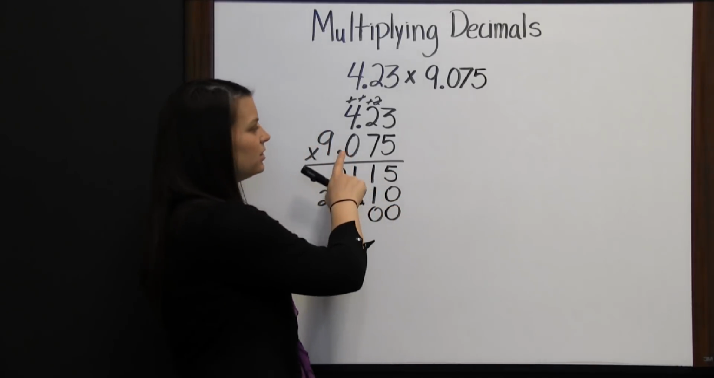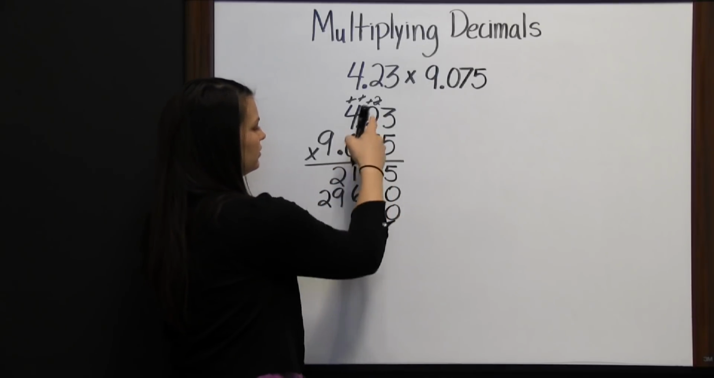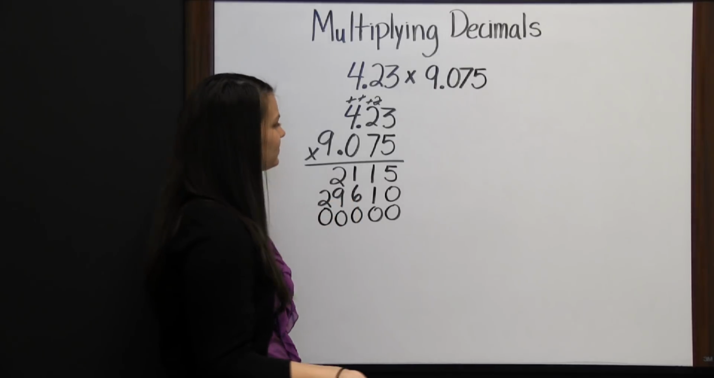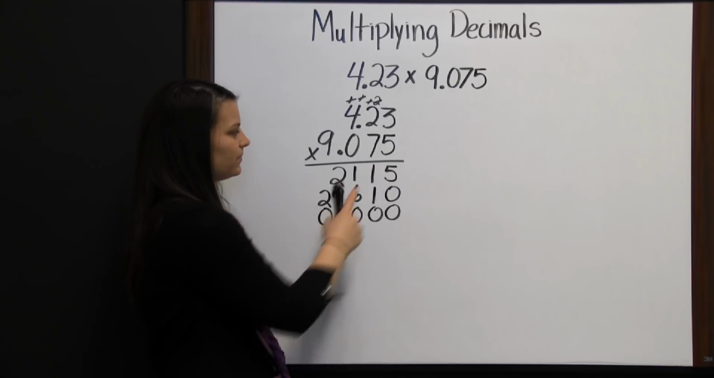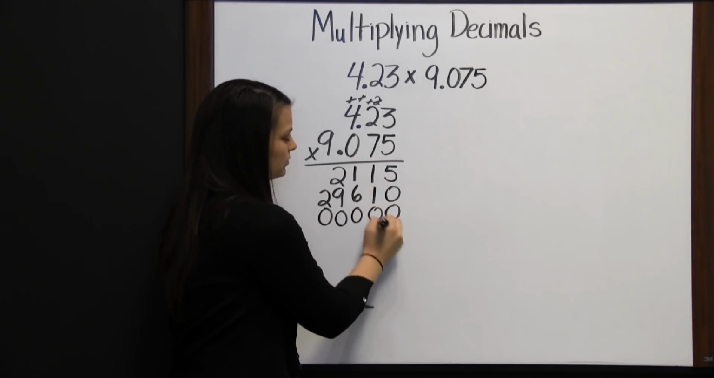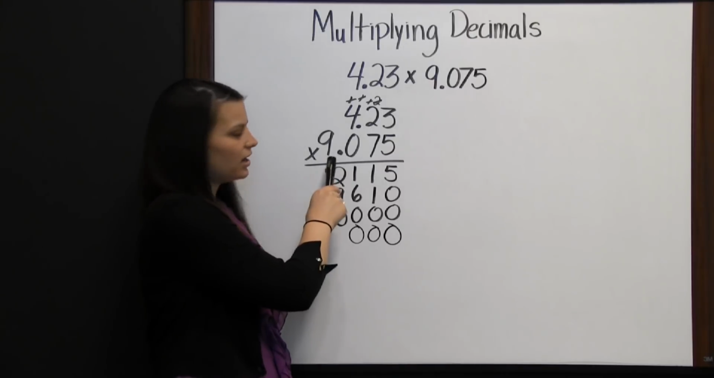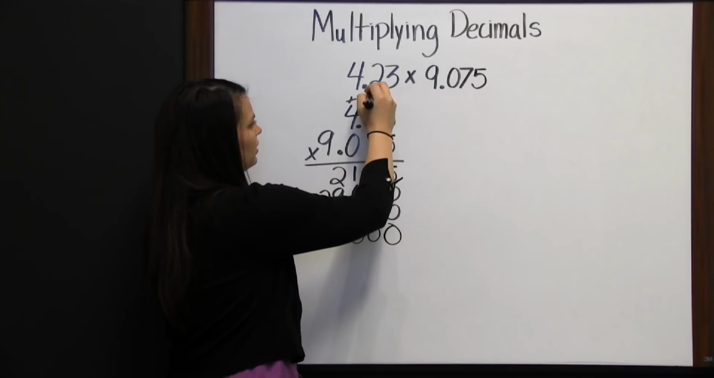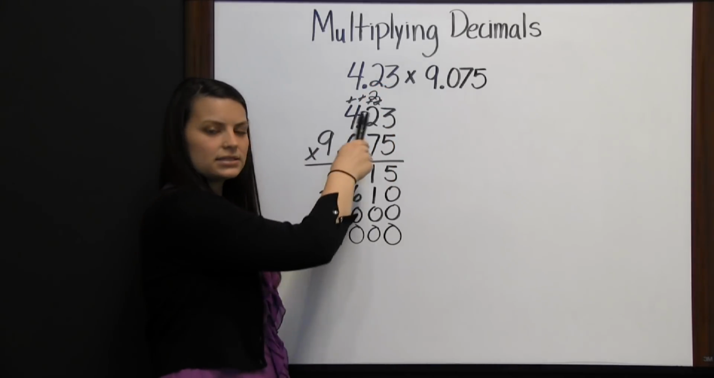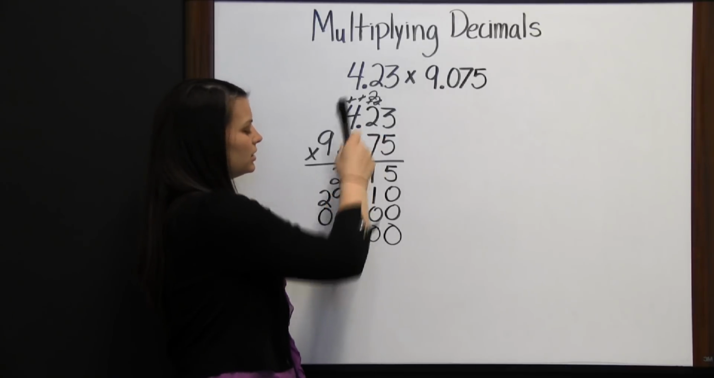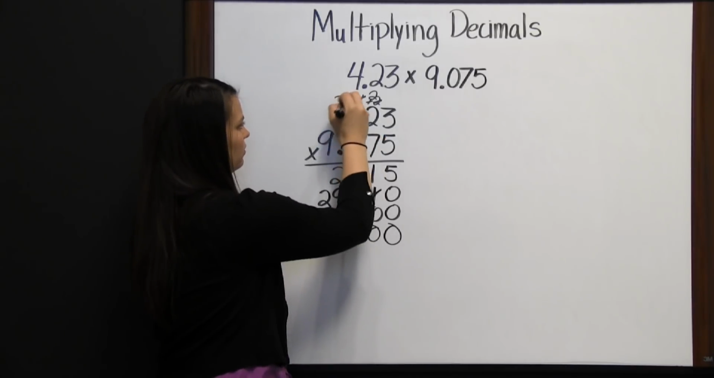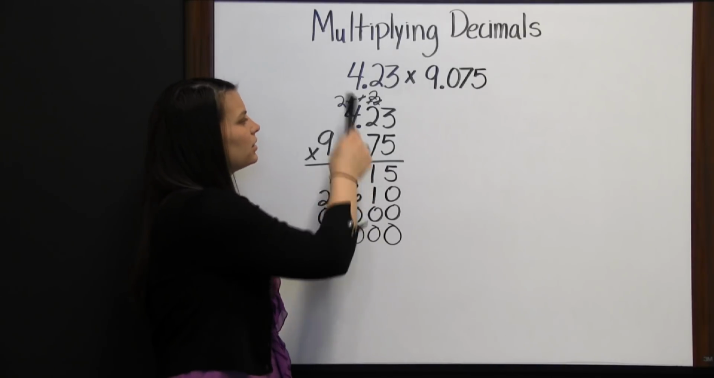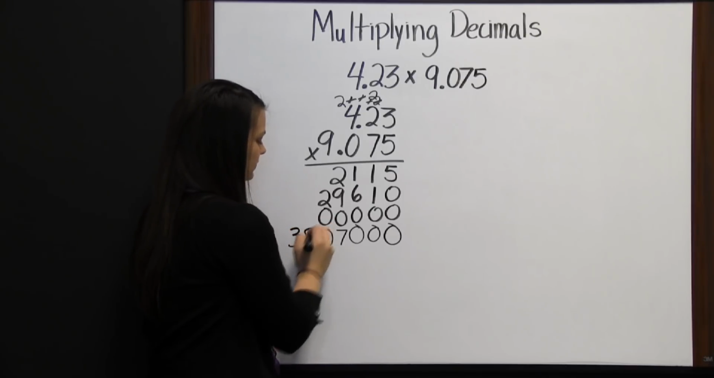And when we multiply times 0, 0 times 3 is 0, 0 times 2 is 0, and 0 times 4 is 0. We just get a line of zeros. So moving on to our last digit, now we need 3 0 placeholders before we multiply times 9. 9 times 3 is 27. Write the 7, carry the 2. 9 times 2 is 18, plus 2 is 20. Write the 0, carry the 2. 9 times 4 is 36, plus 2 is 38.